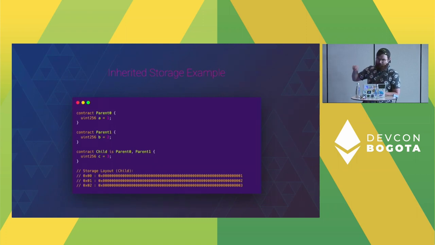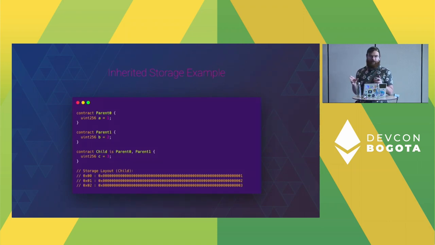Parent 1 is going to store B at a value of 2. And then finally, we have child, which is going to inherit parent 0 and parent 1, and it's going to have its own value C, and that's going to be 3. Looking through the storage layout, first we have parent 0 storage, then parent 1 storage, then child storage. This is really important to note, especially with things like proxy contracts. You'll see in some of the OpenZeppelin implementations these storage paddings and things like this for upgradability.